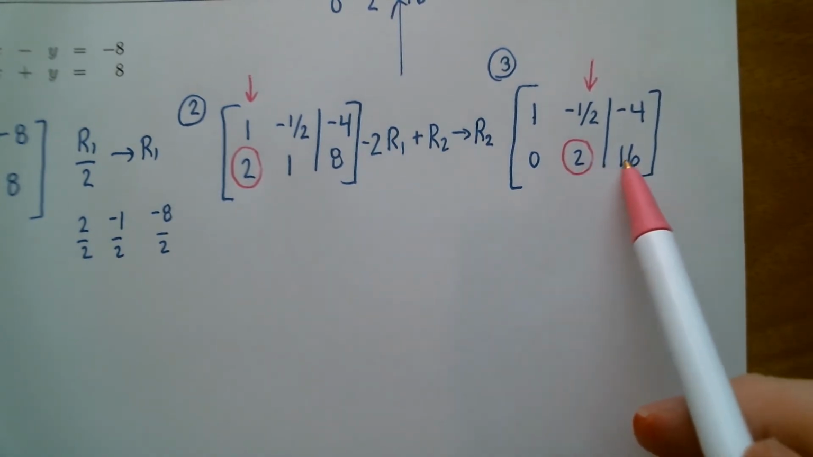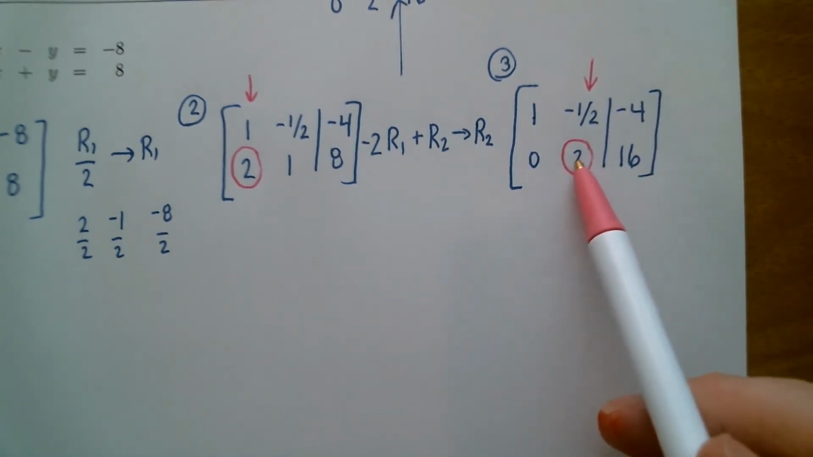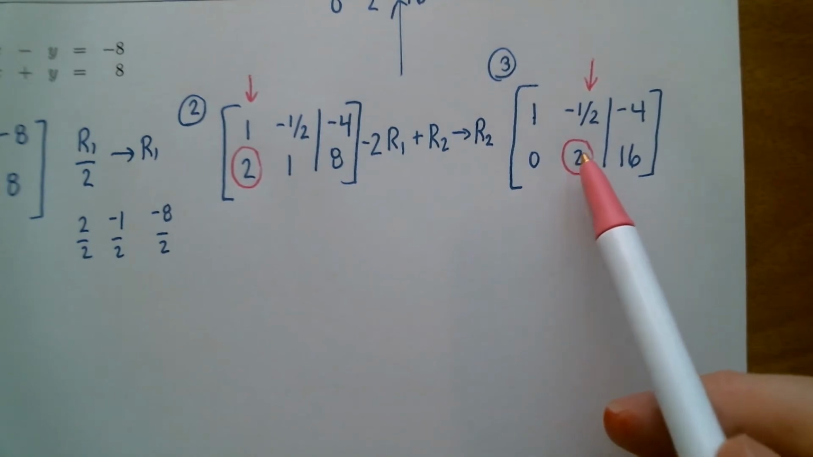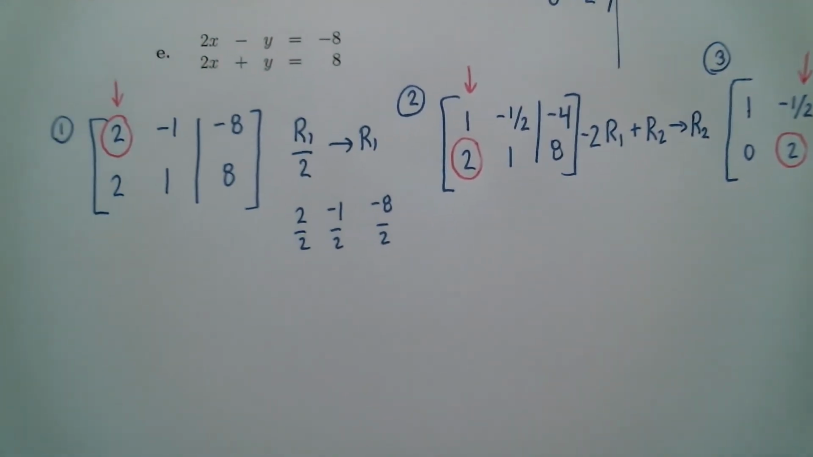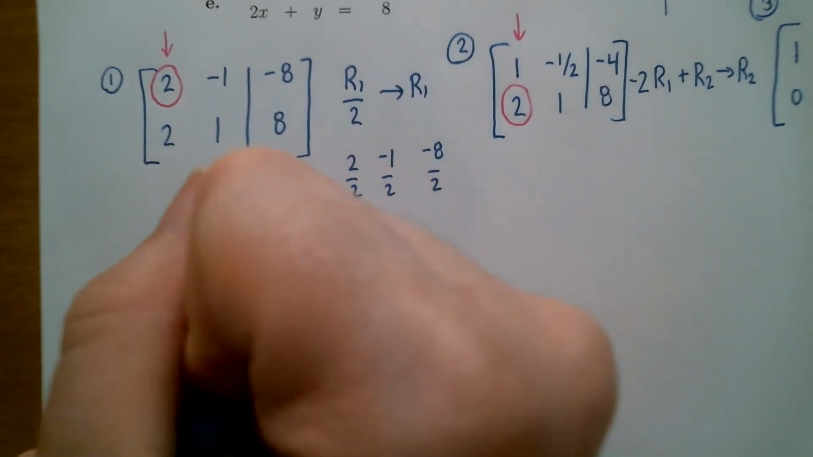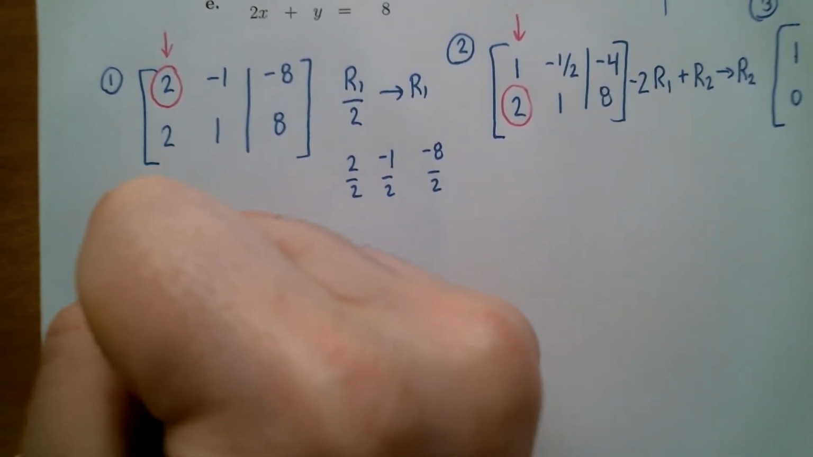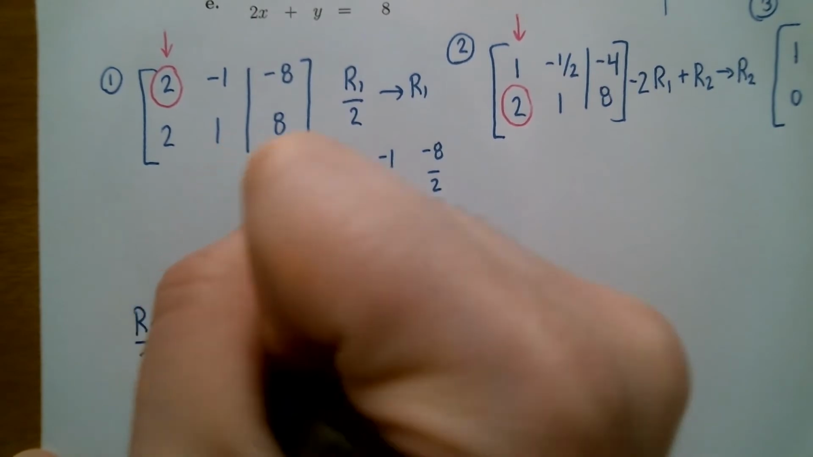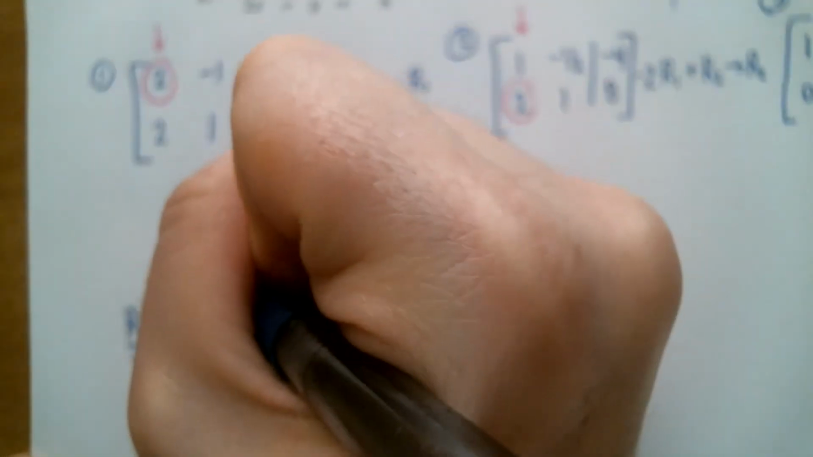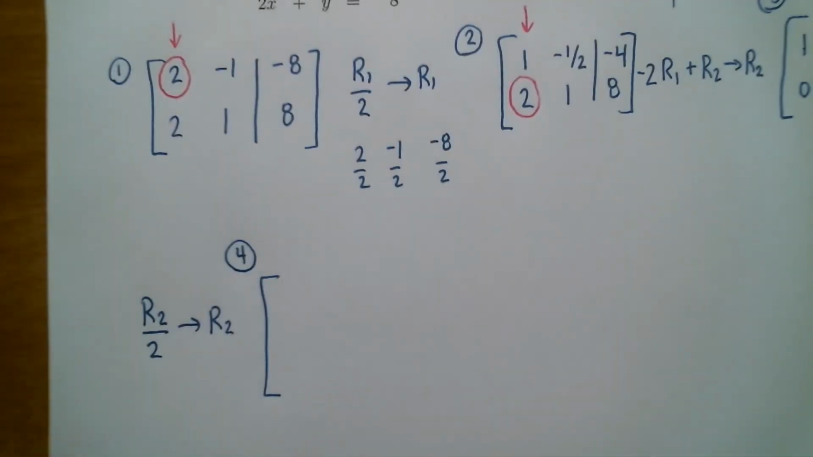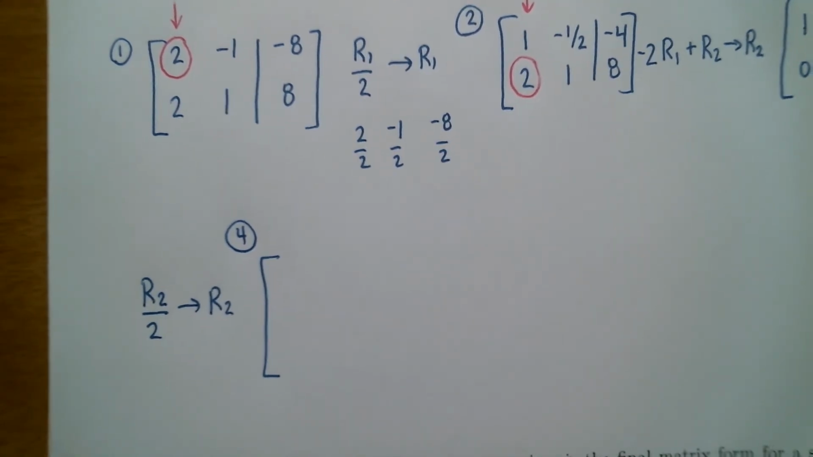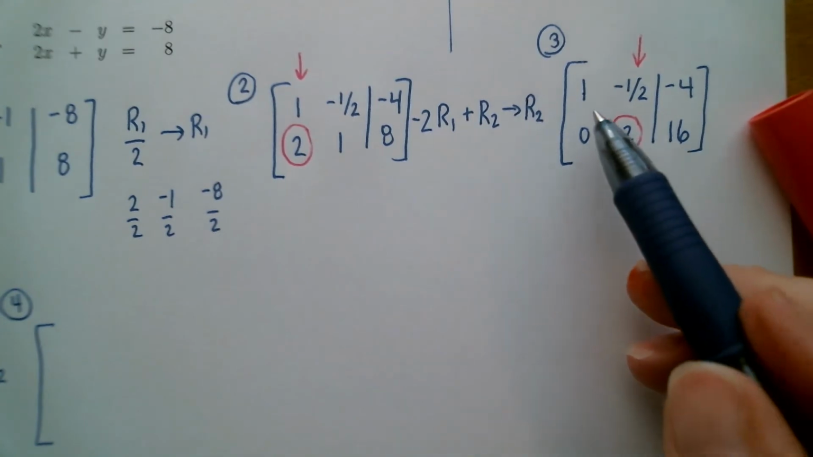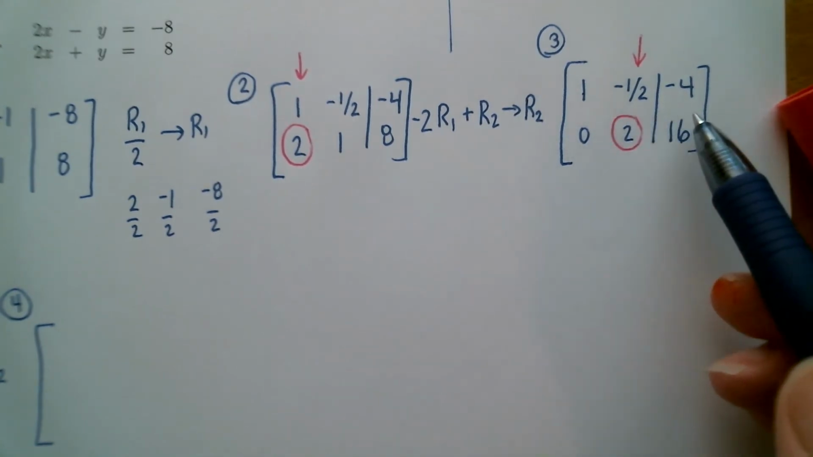Both of these numbers are divisible by 2. 2 divided by 2 is going to put the 1 right here. So my next row operation to get the fourth matrix is going to be, I'm going to take row 2 and divide it by 2 to get the new row 2. So that will give me matrix number 4. In doing this, I am not changing row 1. So row 1 is going to stay 1, negative 1/2, negative 4.